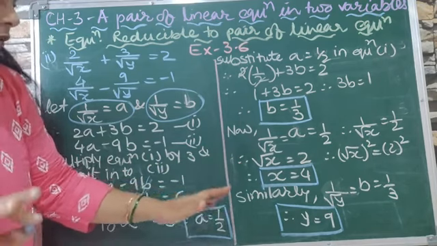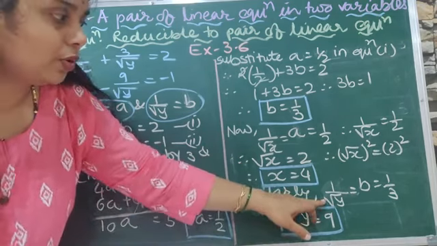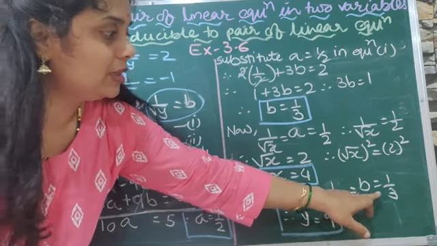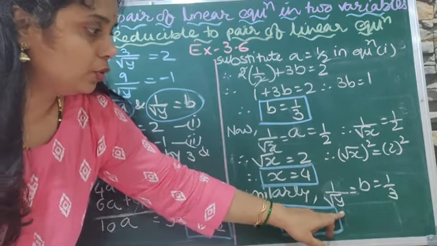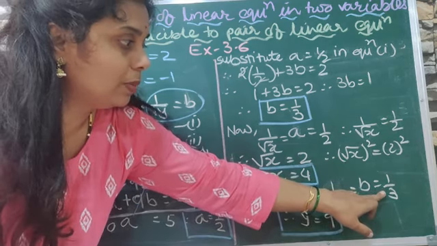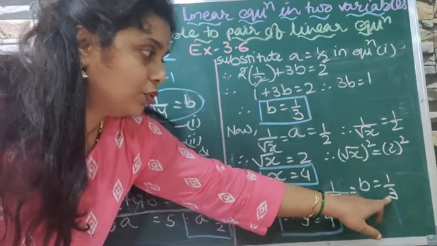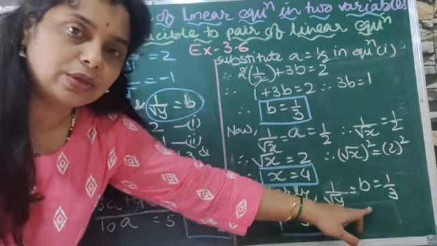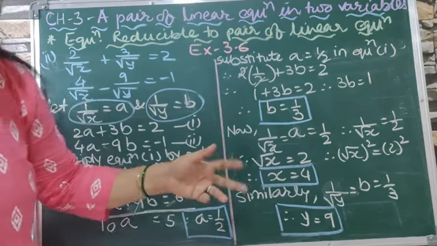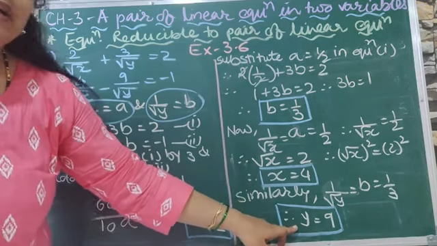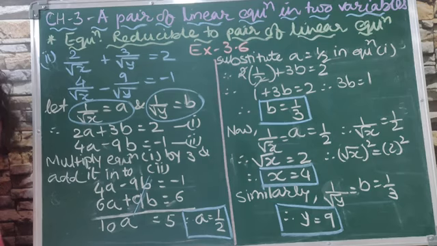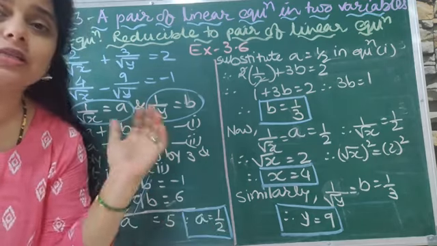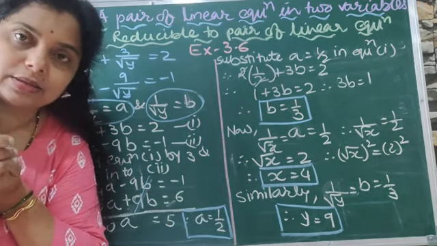Is it clear? Now similarly, as 1 upon root y is equal to b and b is equal to 1 by 3, therefore 1 by root y is equal to 1 by 3, and therefore root y is equal to 3. Again, if we take a square on both sides, finally we get y is equal to 9. So by this way, you can find the values of x and y if such types of questions are asked. Is it clear?